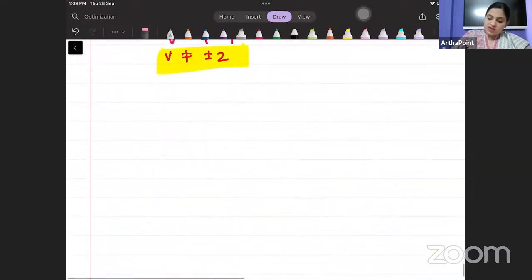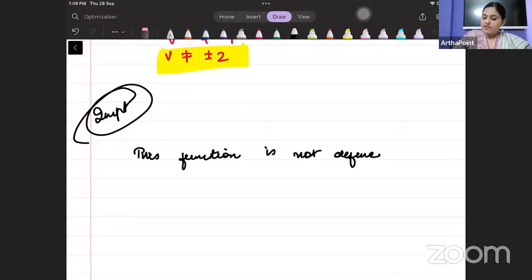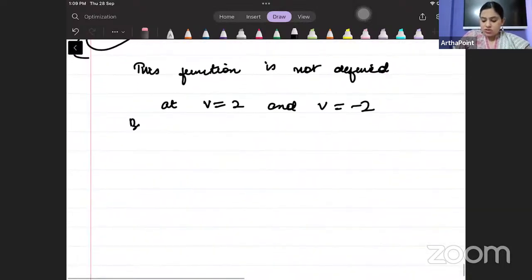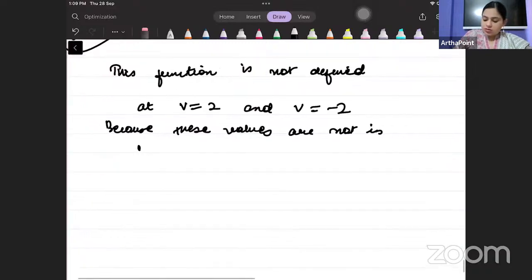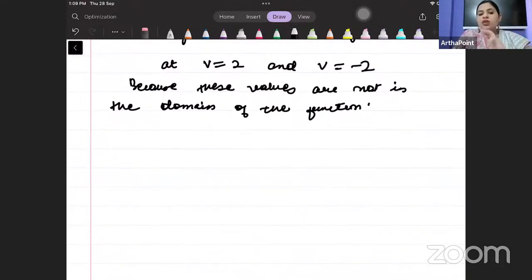I want to write this down. This is very important. So please write it with me, beta, that this function, it is not defined. When is this not defined, beta? At v is equal to 2 and v is equal to minus 2. Why? Because these values are not in the domain of the function. ये values function के domain में ही नहीं है. They are not in the domain of the function.